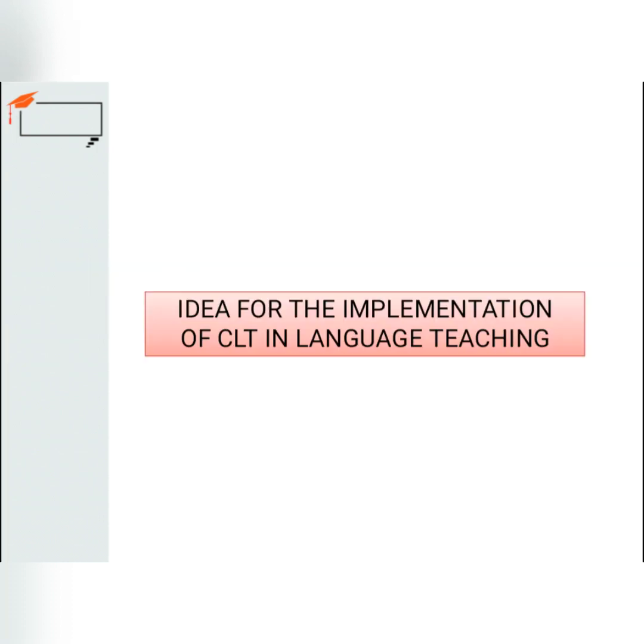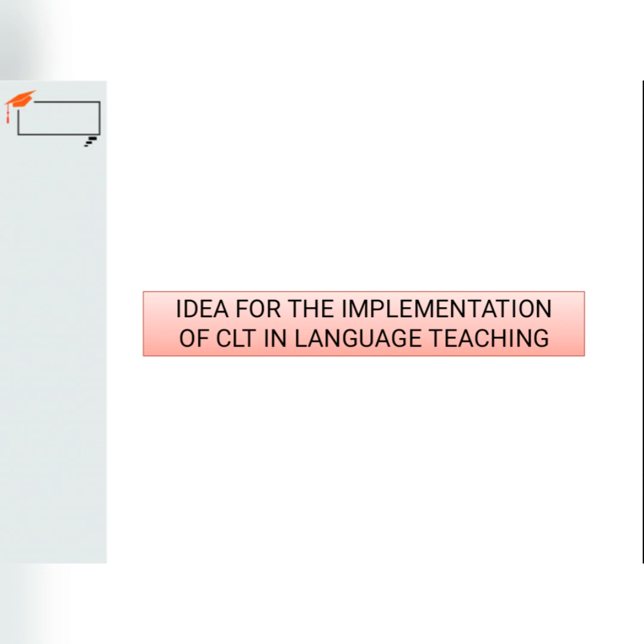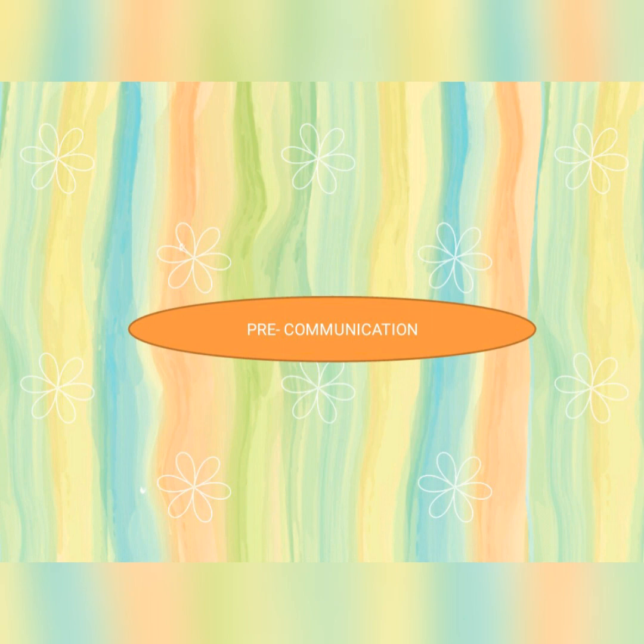The next is the implementation of CLT in language teaching. I would like to express my idea about the implementation of CLT in language teaching. We know that there are three stages in CLT. The first is the pre-communication stage, the second is the quasi-communication stage, and the third is the real communication stage. And in the pre-communication stage, we take an example of my idea in a public speaking class.